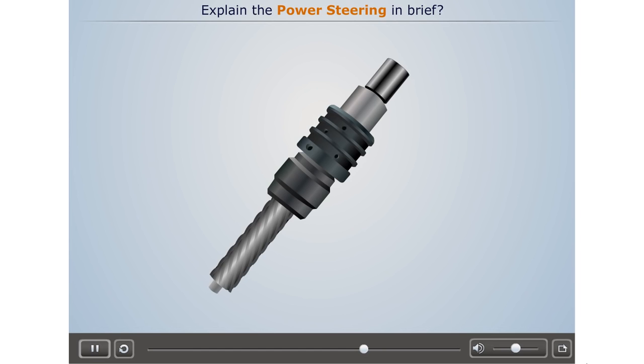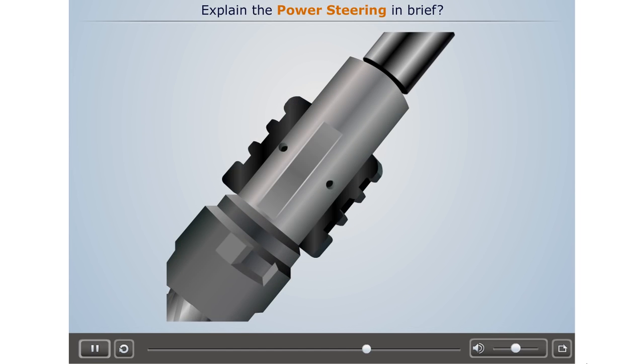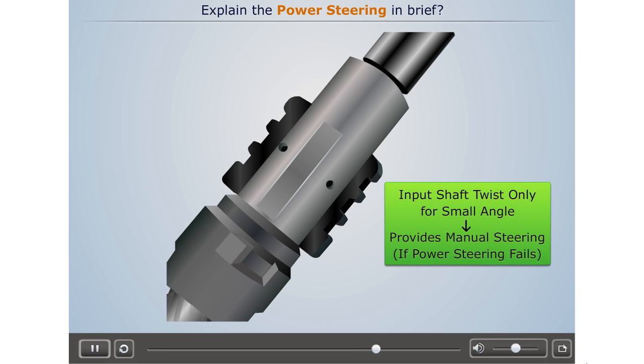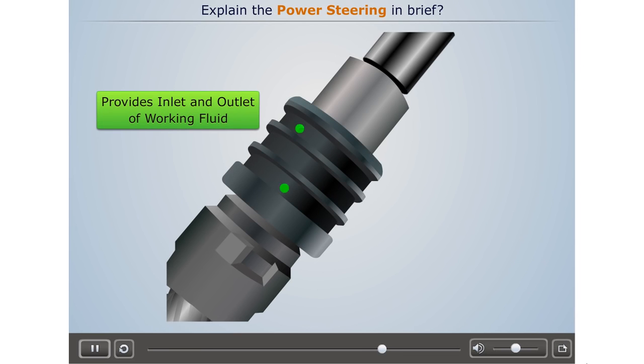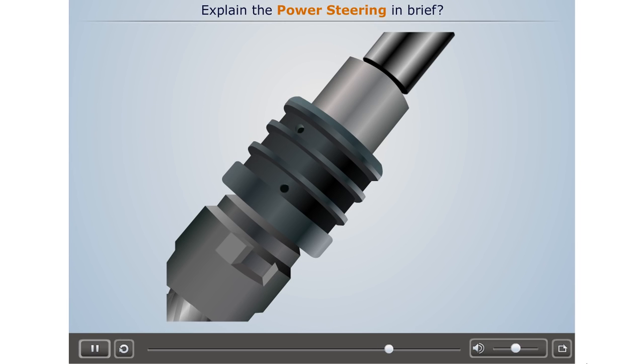It is to be noted that the input shaft is allowed to twist only for a small angle before it contacts a stop on the pinion gear. This is done to provide manual steering in case the power steering fails. Now, the inlet and outlet of the working fluid in this valve takes place through holes drilled in the outer sleeve. Now, let us understand its working.